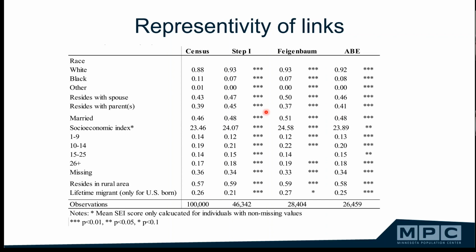Especially if you see down here the lifetime migrant statistic, which is only calculated for the US born, in the census we're at 26% lifetime migrants. That is, the state in which you reside is not the state in which you were born. Through the MLP links, we get to 21%, Feigenbaum 27, ABE 25. So that is definitely better.